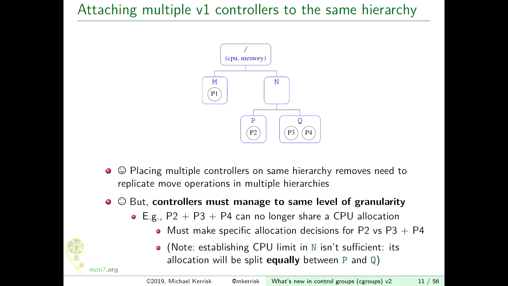Now when it comes to doing management of CPU, we need to make specific decisions about how much CPU we're going to give to process P2 versus P3 and P4. And we might not actually want to do that. We adopted this particular arrangement of groups because we wanted fine-grained granularity for the memory controller, but that also forces us now to make fine-grained decisions for the CPU controller, which, as I say, we may not necessarily want to do.